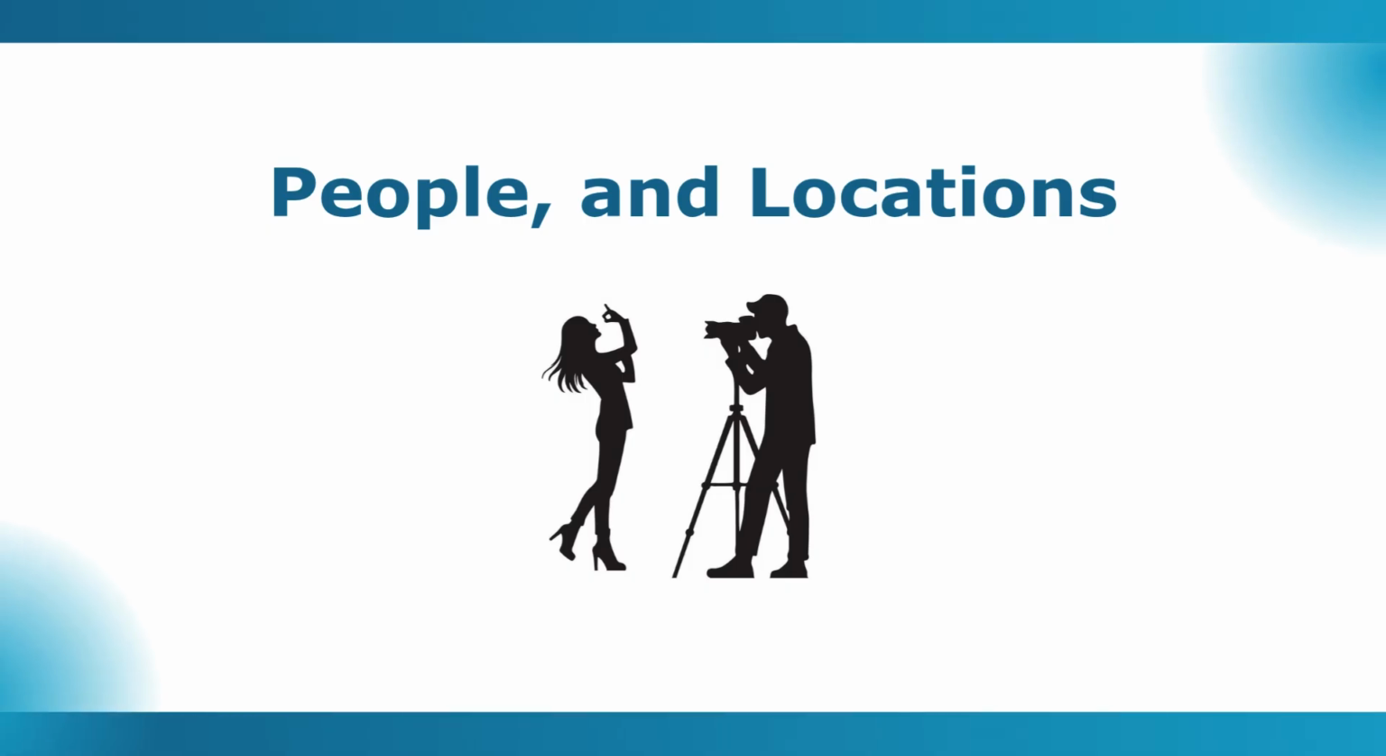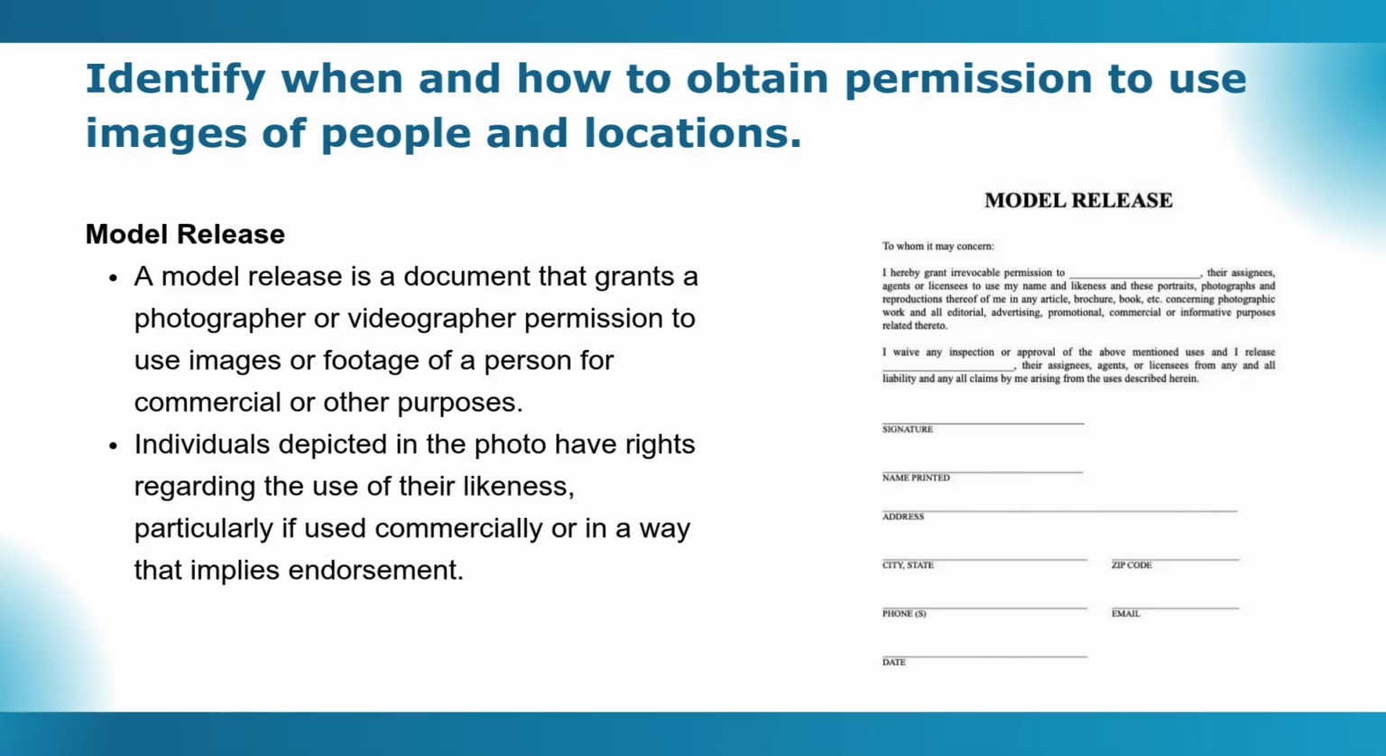How do copyright laws apply to people and locations? A model release is a document that grants a photographer or videographer permission to use images or footage of a person for commercial or other purposes.